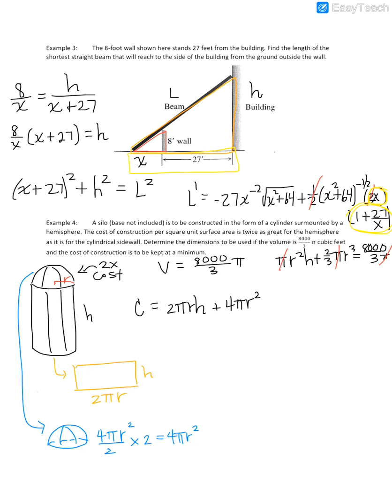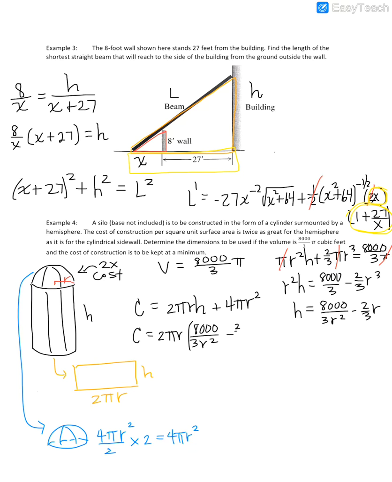Okay. All right, so now let's isolate the letter h, and that's going to allow us to replace the h with an expression involving r. Okay, so I'm going to minus over the 2/3 r cubed first. So 8,000 thirds minus 2/3 r cubed. And now I can divide everything by r squared. So h equals 8,000 over 3r squared. Since I'm dividing it, it goes on the bottom. Minus 2/3 r cubed divided by r squared is just r. All right, I'm plugging that into my cost. So now I have c equals 2 pi r times this crazy expression plus 4 pi r squared.